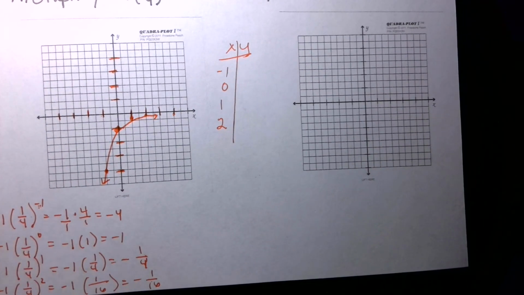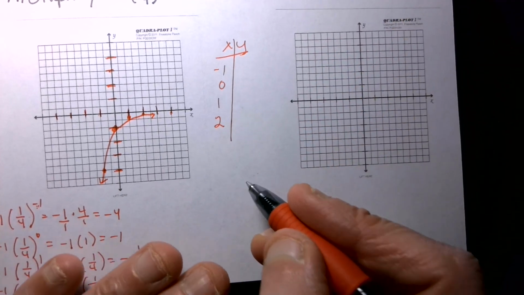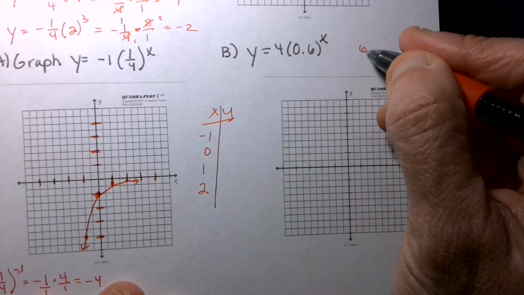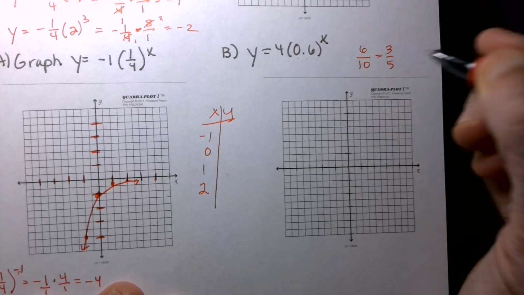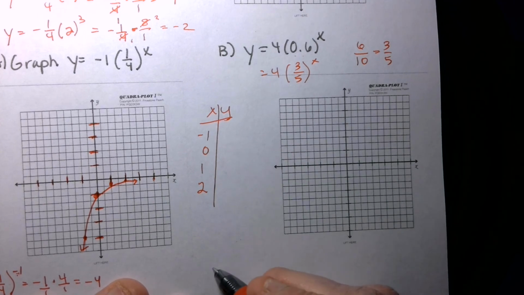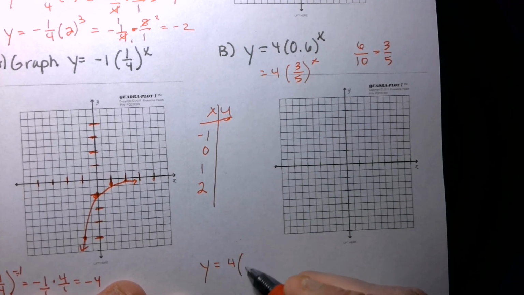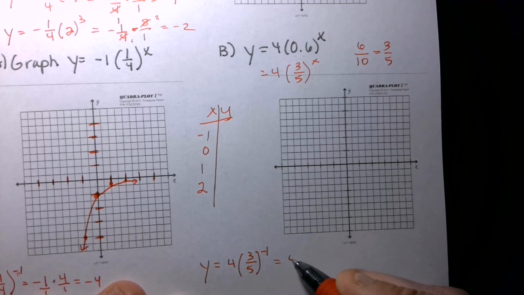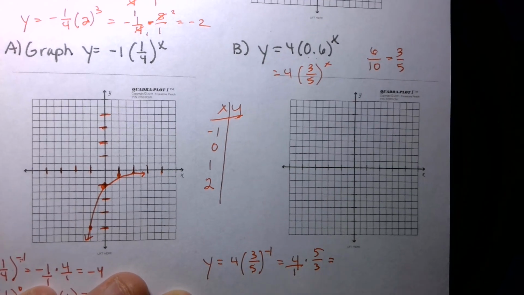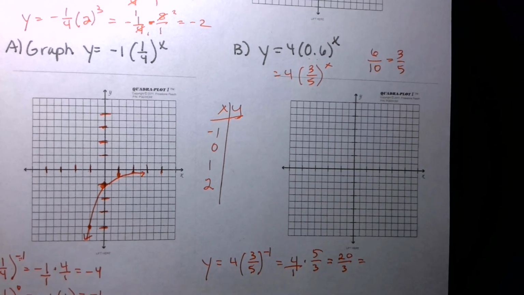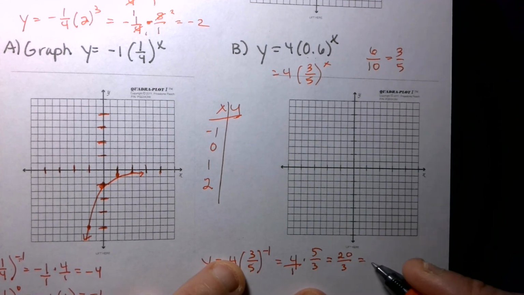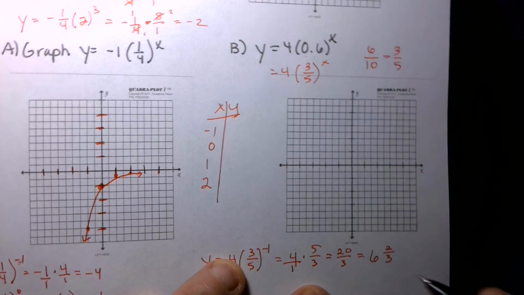And over here, I am going to change this because I like to see this as a fraction. So I look at that and I say that's 6/10, which reduces to 3/5. So I am going to use this as 3/5 because I would much rather use that when I'm figuring these out. So y equals 4 times 3/5 raised to the negative 1. That's 4 times, flip this over, 5/3, put that over 1. We get 20/3. 3 goes into 20 how many times? 6, 18 with 2 left over, so 6 2/3.